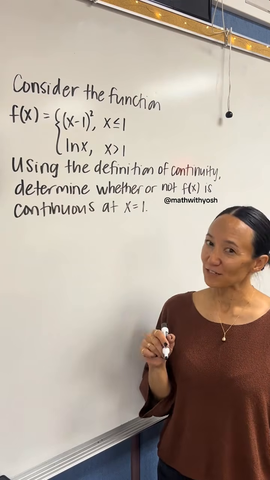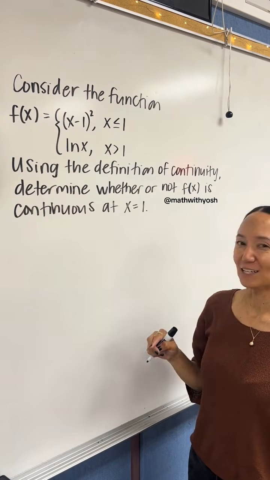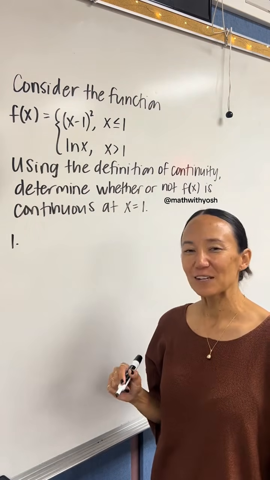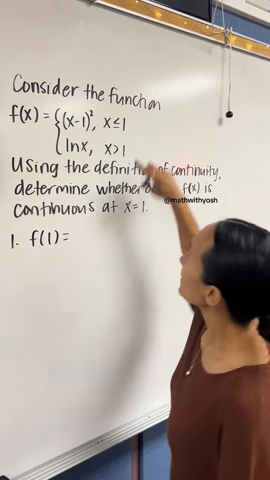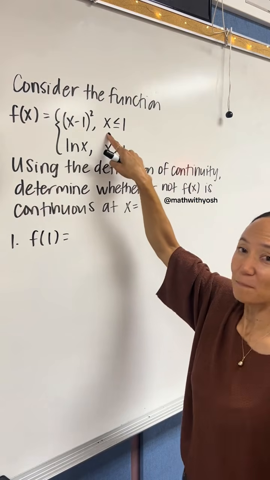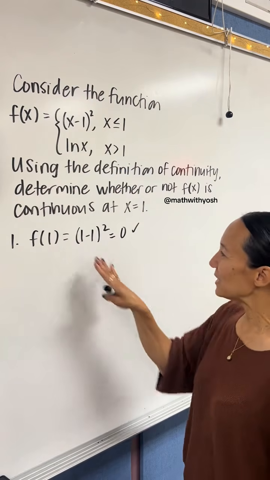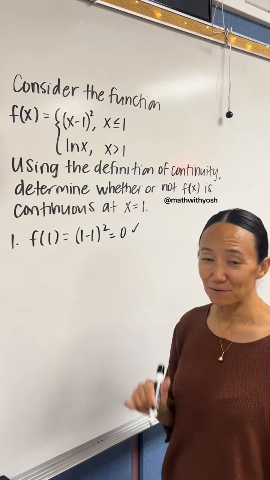Let's use the definition of continuity to determine whether this piecewise function is continuous or not continuous at 1. First step, we want to check if f of 1 exists. So looking at these inequalities, since x equals positive 1, that satisfies this top inequality, meaning we're going to plug 1 into the top function. So you end up getting 0, and that means that f of 1 is defined.